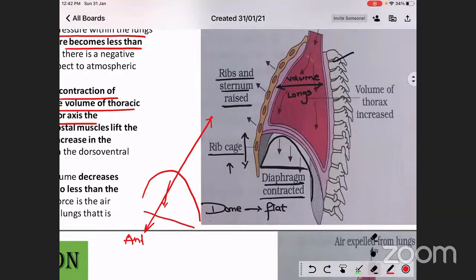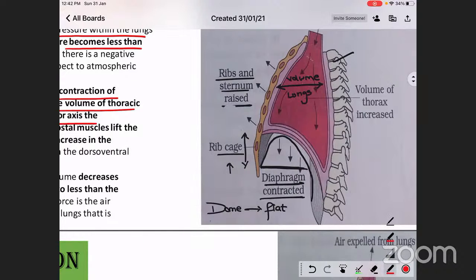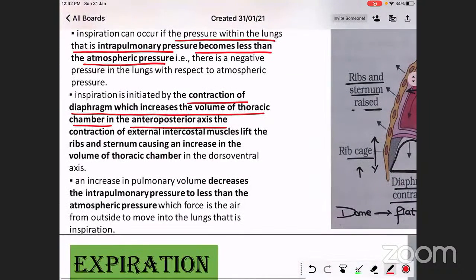You have to be very clear about these words. These are also written in your NCERTs. It will help you. Okay, let's come.